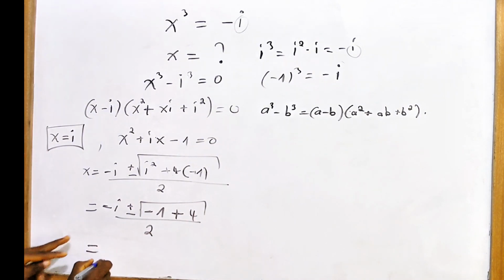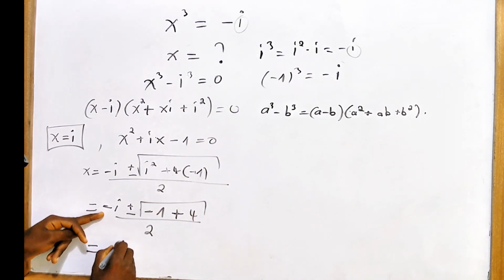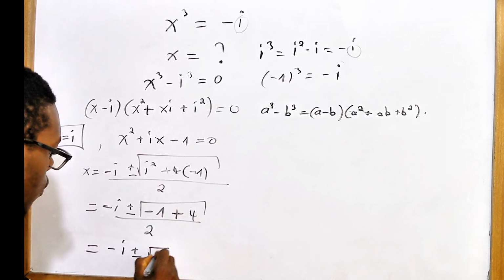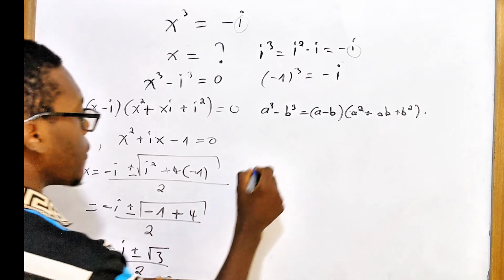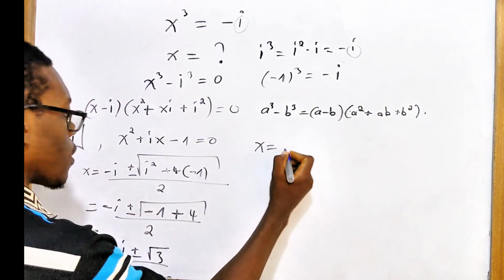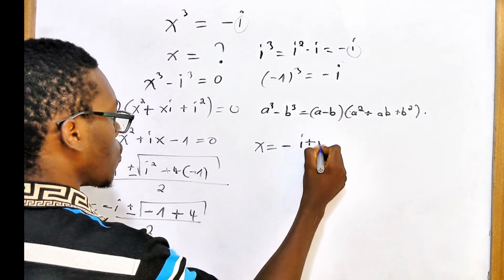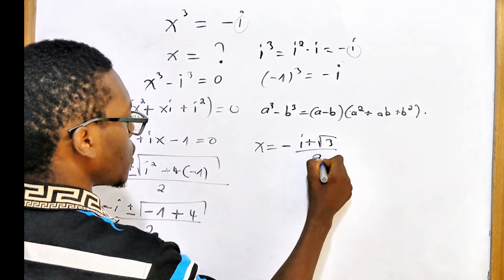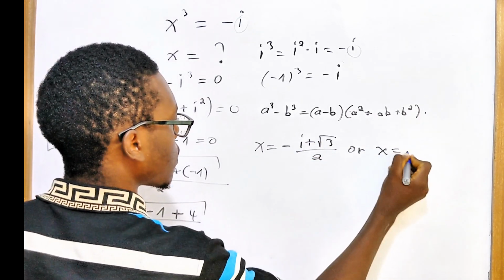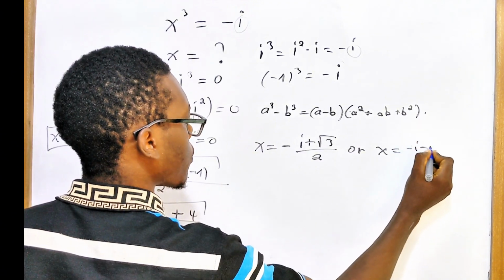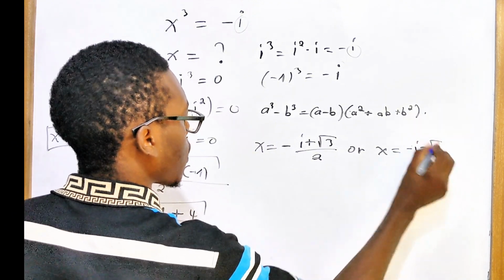Hence, you are going to be having negative i plus or minus this plus this, that will be 4, that will be 3, root 3 on this. Therefore, our x will be equal to what? Minus i plus root 3 over 2, or x is equal to negative i minus root 3 over 2, and now the typical values of x.